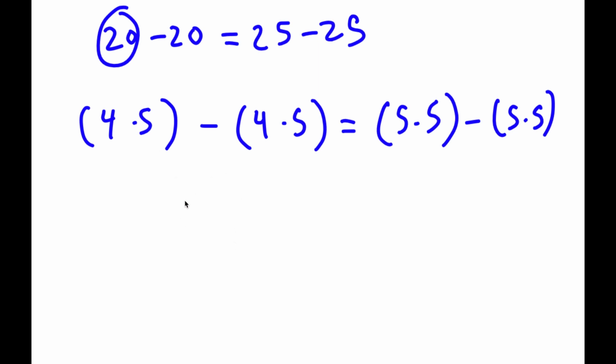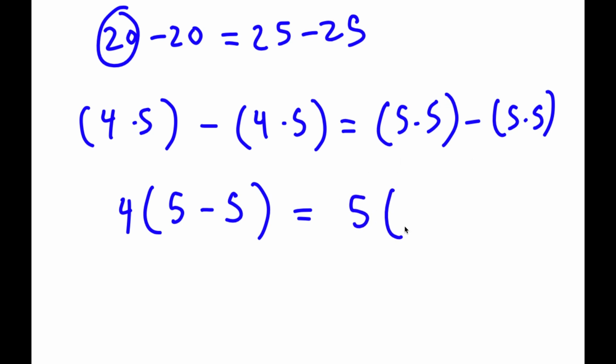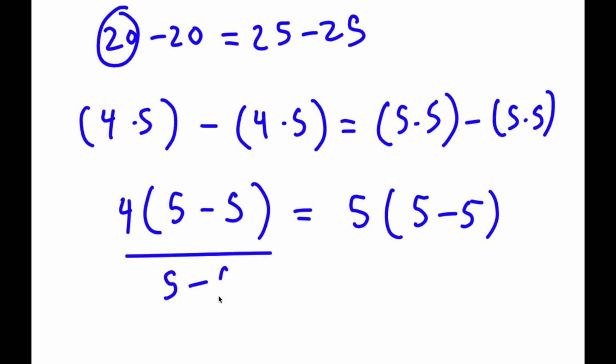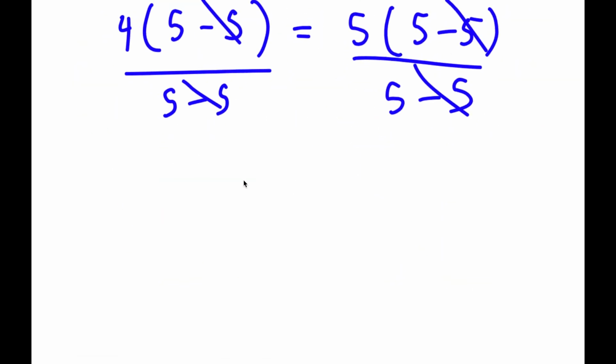Now, from here, if I factor out 4 from my left-hand side, I get 4 times 5 minus 5. And for my right-hand side, if I factor out 5, I get 5 times 5 minus 5. Now, if I divide both sides by 5 minus 5, well, these two cancel out, these two cancel out, and I am left with 4 is equal to 5.